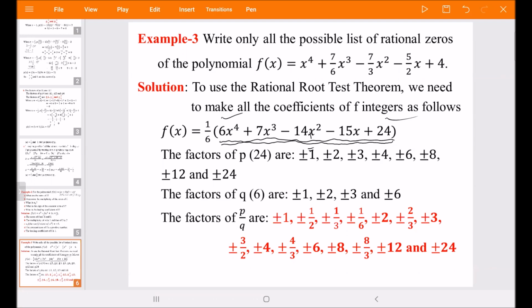24 over 2 is 12. 24 over 3 is 8. 24 over 6 is 4. All are mentioned. So the factors of P over Q are plus or minus 1, plus or minus 1 over 2, plus or minus 1 over 3, plus or minus 1 over 6, plus or minus 2, and so on, this list of numbers which you are seeing on your screens.